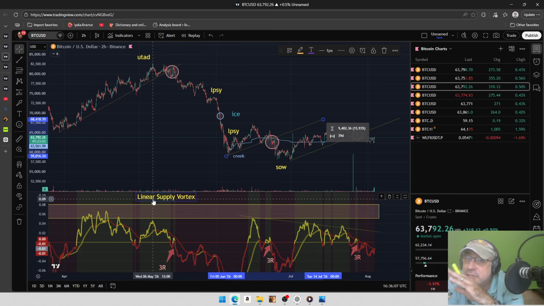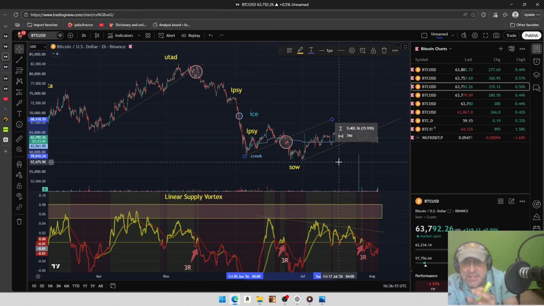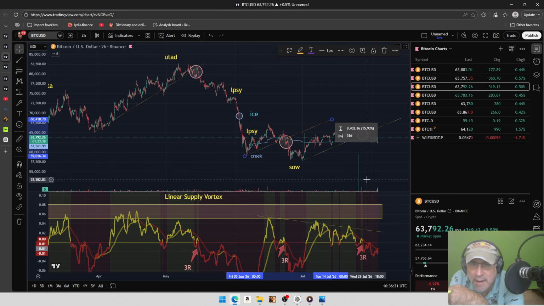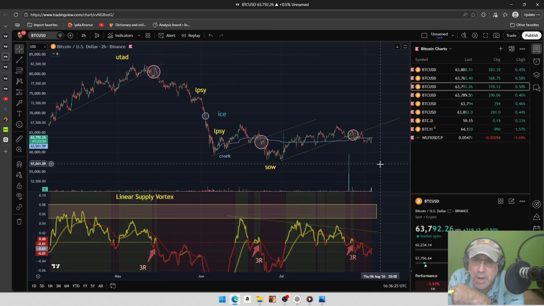The linear supply vortex hasn't changed. That's how I know that this thing is another distribution range. It is a very, very high probability of this thing marking down, continually marking down, going down at least another 10%, once enough of these LPSYs and signs of weakness break.